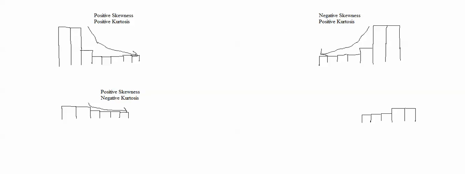This one down here would be a negative skewness and a negative kurtosis. It has a negative skewness because it peaks at the right end and trails off to the left, just like this graph did. But it has a negative kurtosis because it's flattened out.